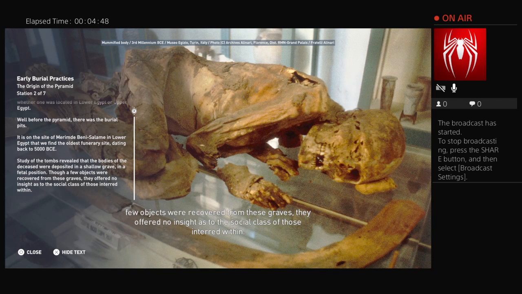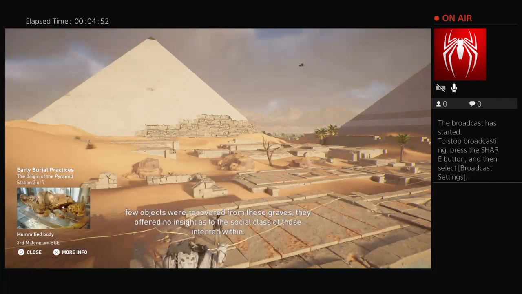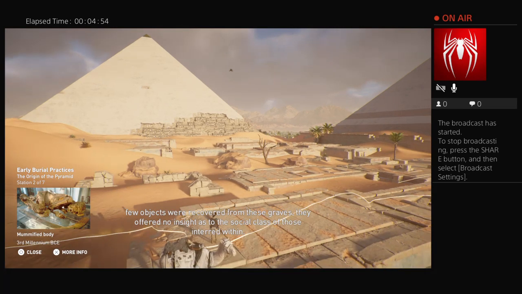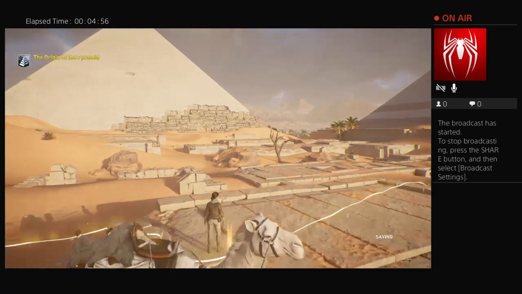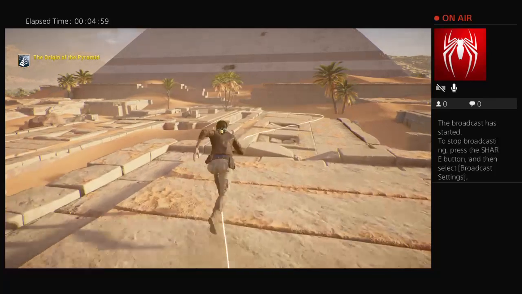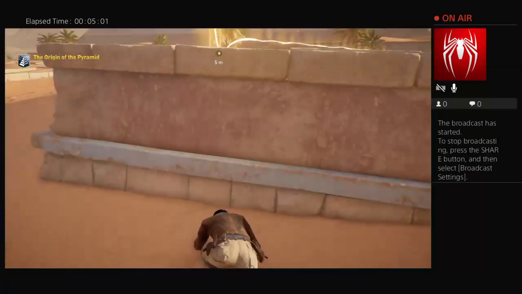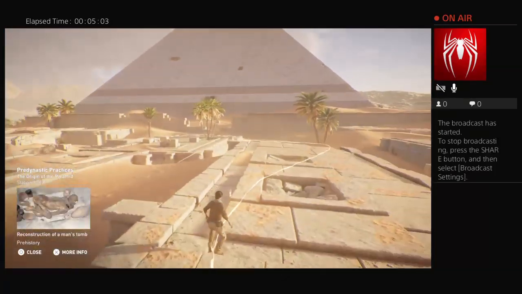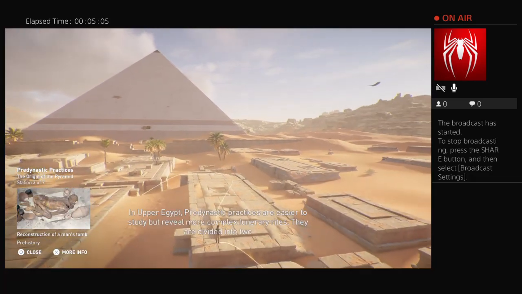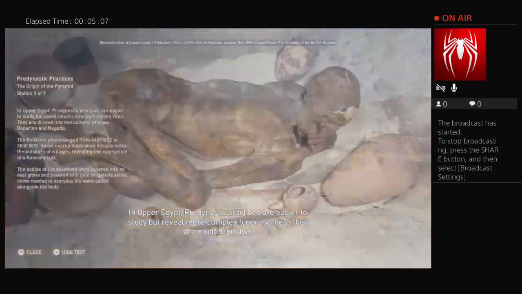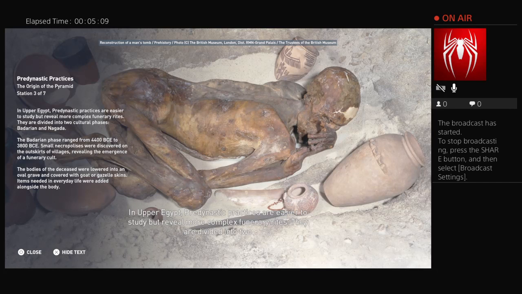Though a few objects were recovered from these graves, they offered no insight as to the social class of those interred within. In Upper Egypt, pre-dynastic practices are easier to study, but reveal more complex funerary rites. They are divided into two cultural phases, Badarian and Nagada.